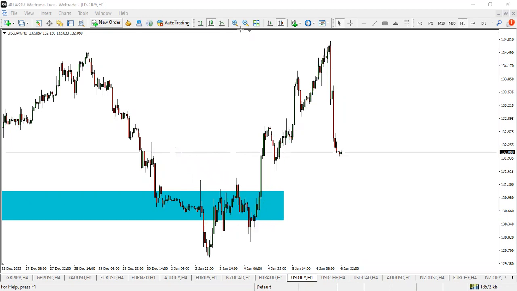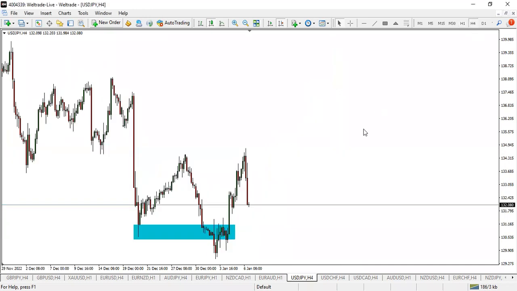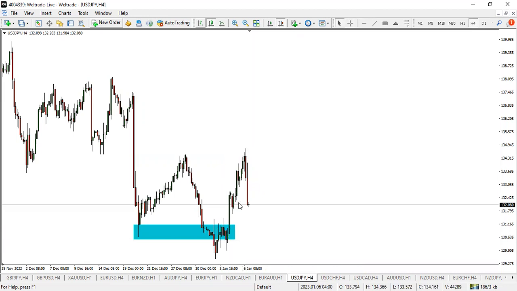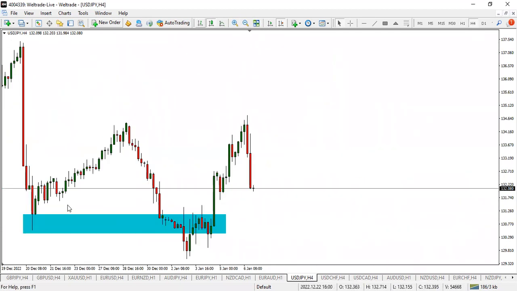So on the H4, on the 4 hour time frame, we had a very clean outlook. So this is about, from this low all the way to this high, we have about 400 pips on USD JPY. And from the candlesticks you can see on the H4, this was our entry level, the zone, and right after the zone here you can see what happened.